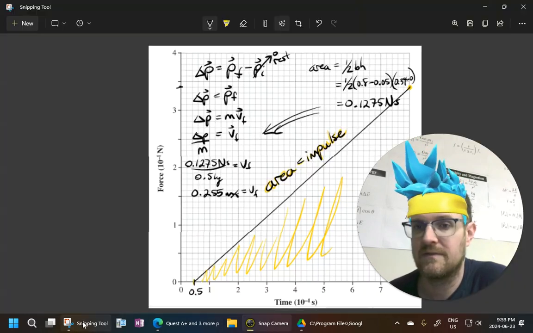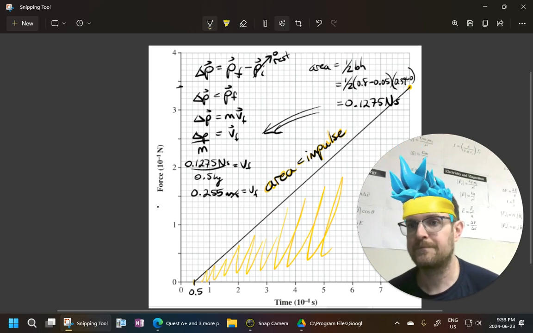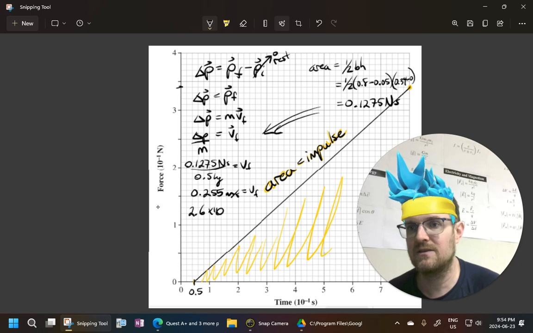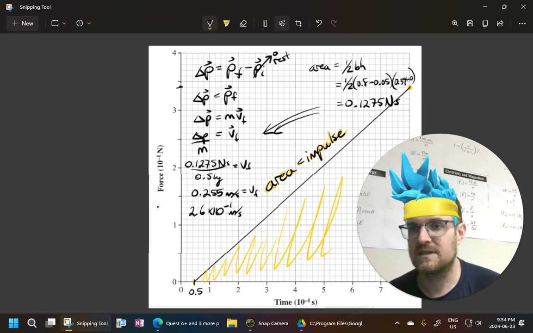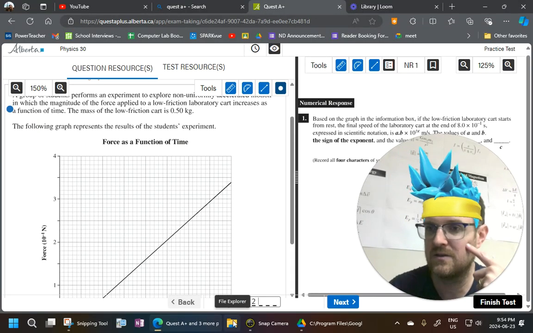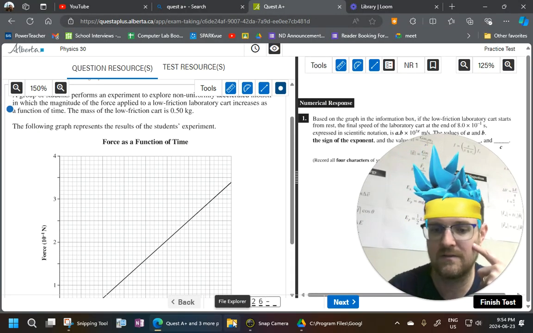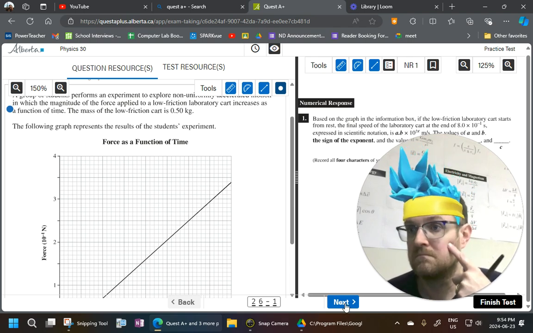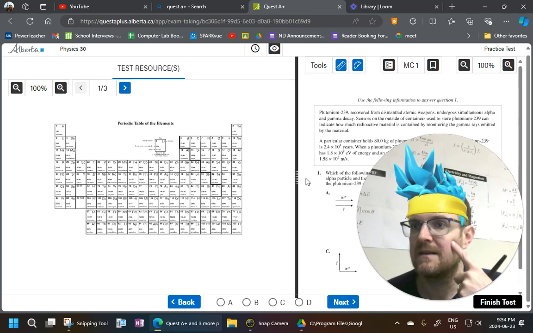All right. This is kind of fun because this is kind of new. Okay, so 2.6 times 10 to the -1 meters per second. So 26 -1. So let's put that in there. 26 -1. Cool. We'll see if that's right. Hope it's right. All right. Next one here.